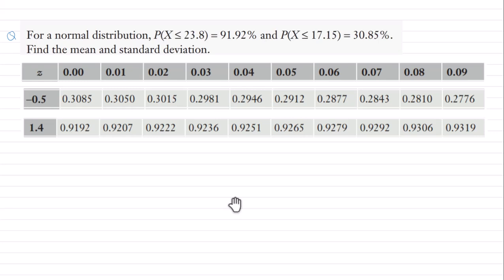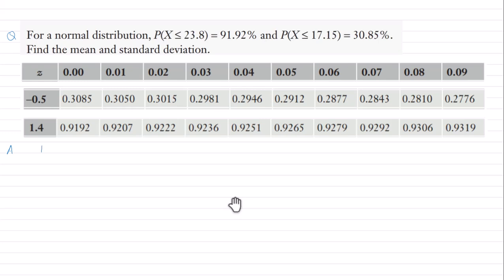Let's do one question now on normal distribution. The question says the probability of x less than 23.8 is 91.92% and probability of x less than or equal to 17.15 is 30.85%. Find the mean and standard deviation. So let's write what is given. I have also captured for reference the relevant rows from the Z table. I will explain when I make use of it.